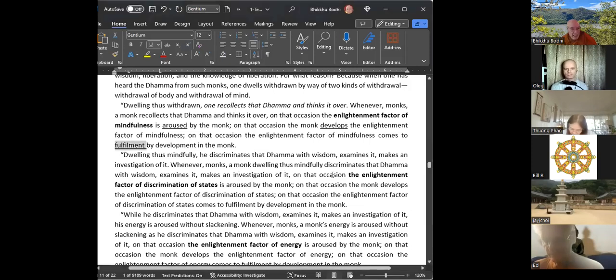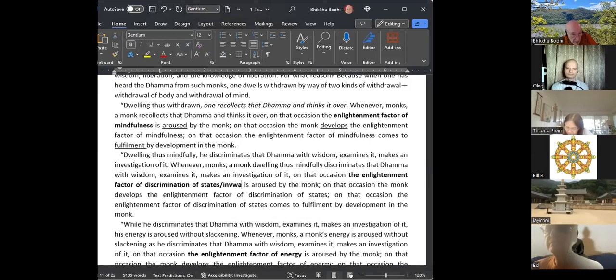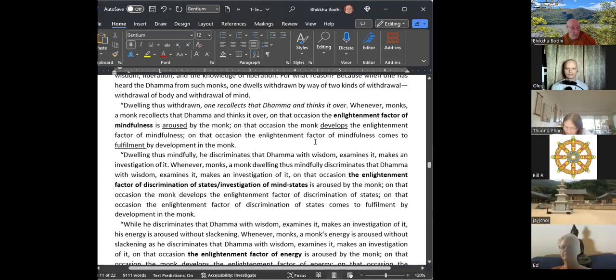Okay, then the second factor of enlightenment is translated here as the enlightenment factor of discrimination of states, or we could also say investigation. The discrimination of states, or the investigation of mind states.